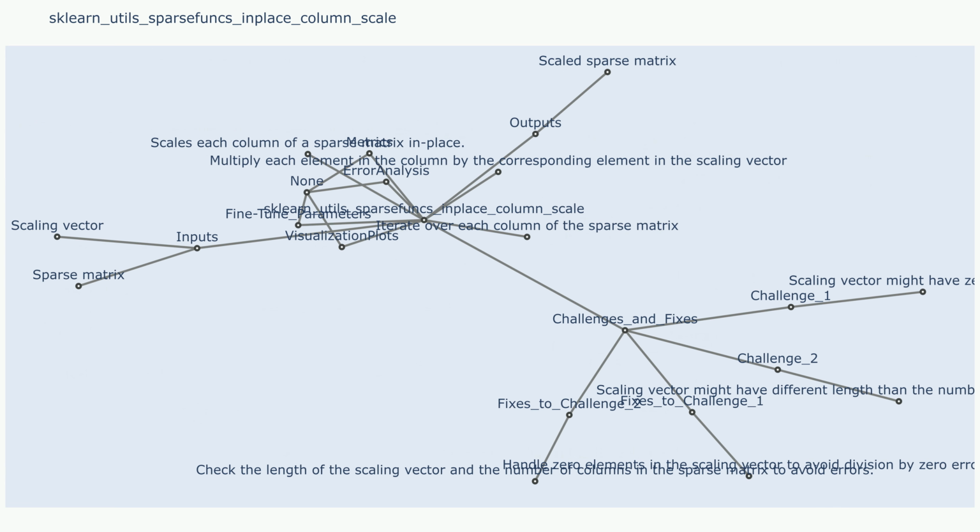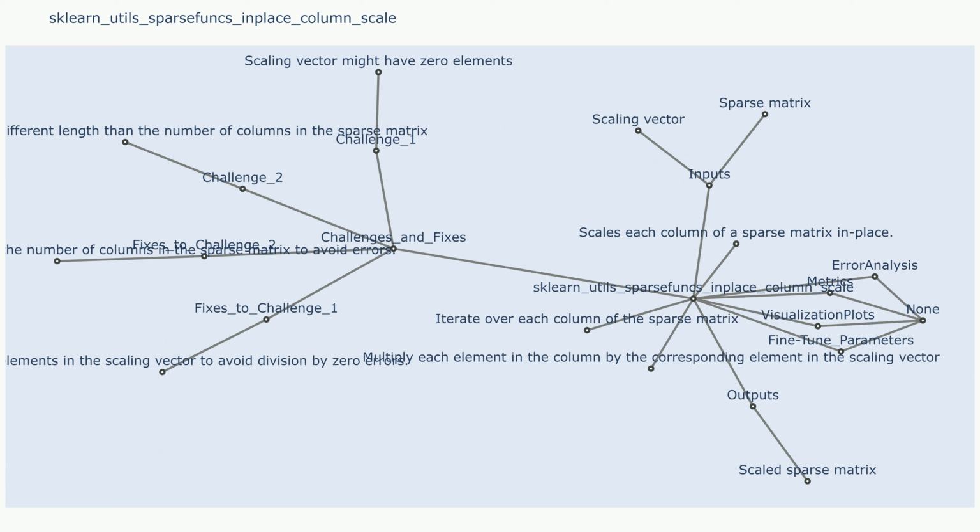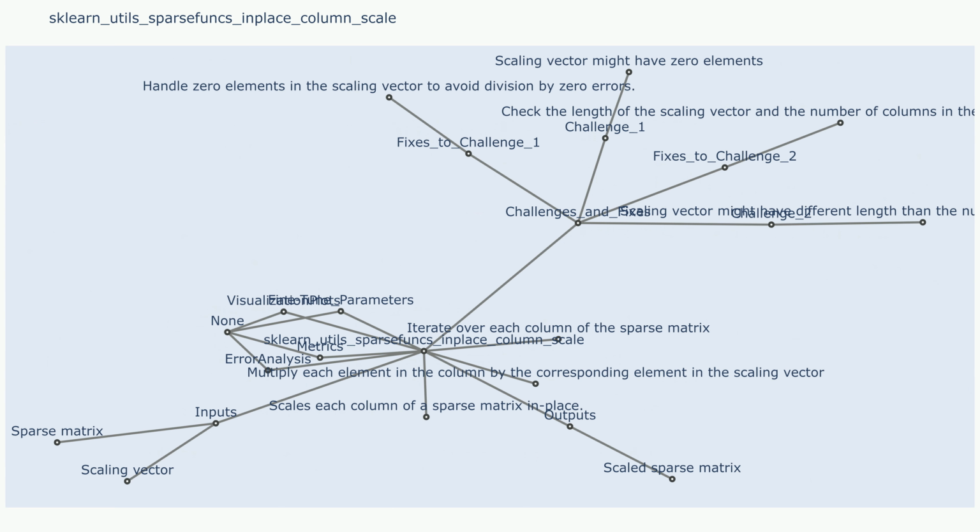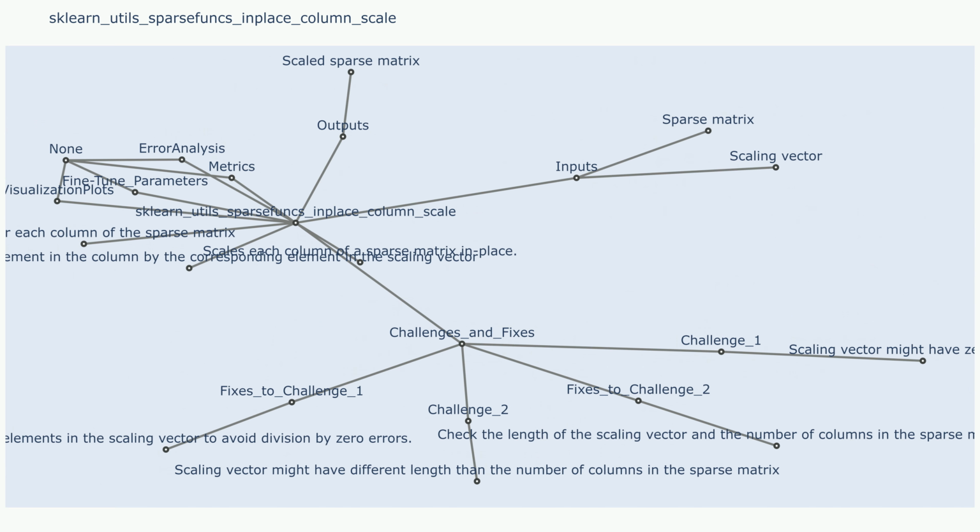scaling. Inputs. X. This is the sparse matrix that needs to be scaled. It should be a SciPy sparse matrix. Scale. This is an optional array that specifies the scaling factor for each column. If not provided, the scaling factor for each column will be calculated as the maximum absolute value in that column. Outputs. X. This is the modified sparse matrix with scaled columns. The original matrix is modified in place.